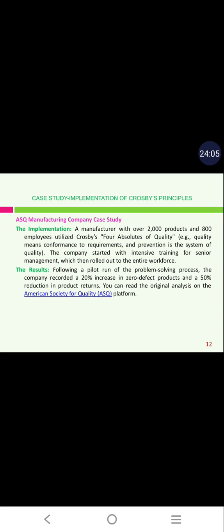If you want to know the detailed case study of how they implemented it, you can go to this link, American Society for Quality, and have a look at the detailed case study. A step by step procedure is given of how it has been implemented. All those things you can know from that case study. This is one of the case studies that has been implemented using Crosby's principles.